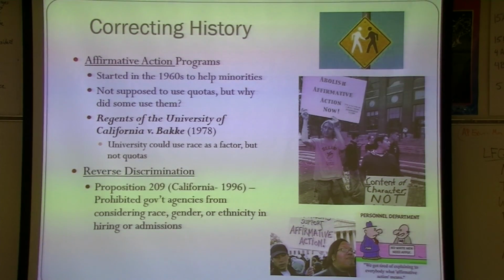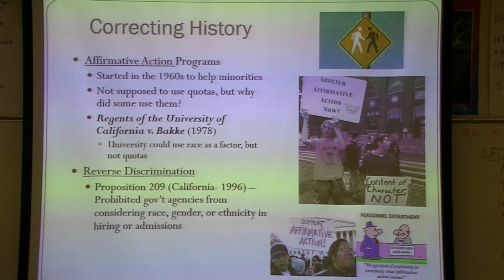But what some companies did, and I gave the example here of Duke Energy, is hire someone and use a quota to make sure that, in case there was some sort of lawsuit, they have numbers on their side.